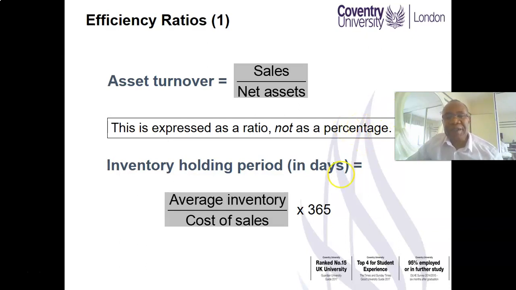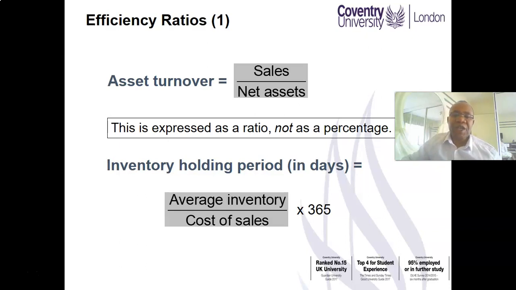If you multiply it by 365, that gives you the number of days. If you multiply it by 52, that gives you the number of weeks holding period. If you multiply it by 12, you will get the number of months holding period. But the most common one is the number of days holding period. Hence, we multiply by 365.